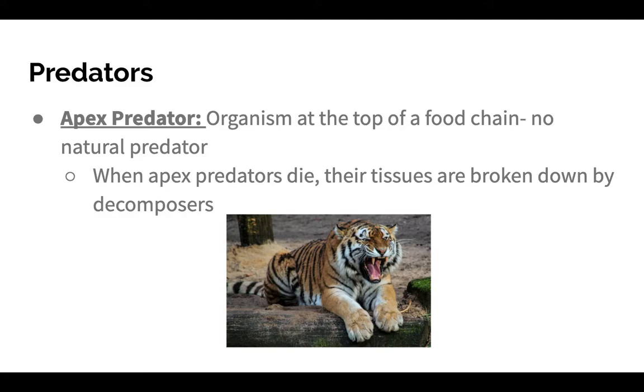When an apex predator dies, its tissues are going to be broken down by something called the decomposers, which we talked about a little bit before. So they're not being hunted and eaten, but their energy, their cells, the things that make up what they are still get used in the ecosystem just in a slightly different way.